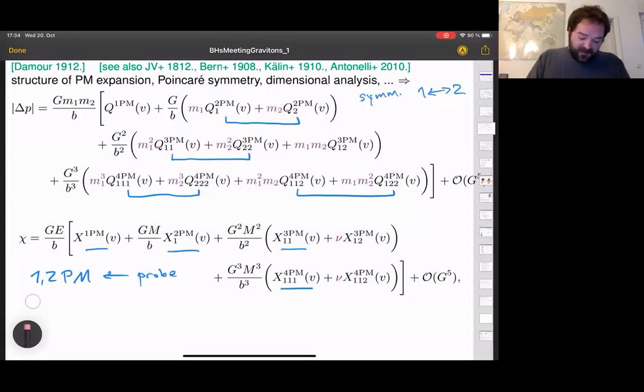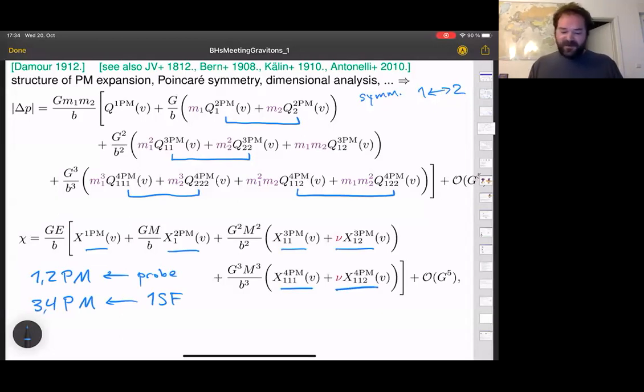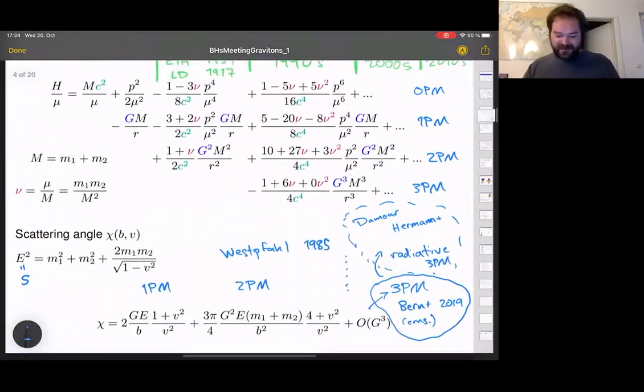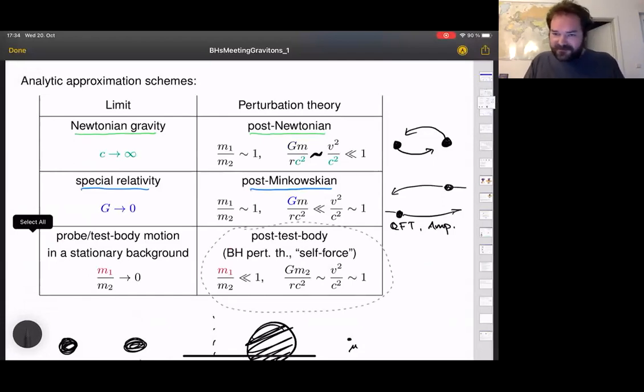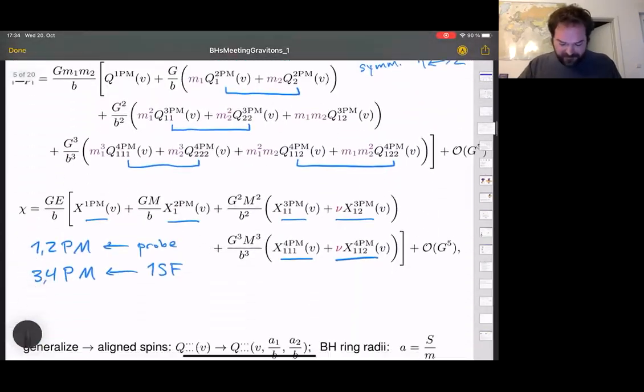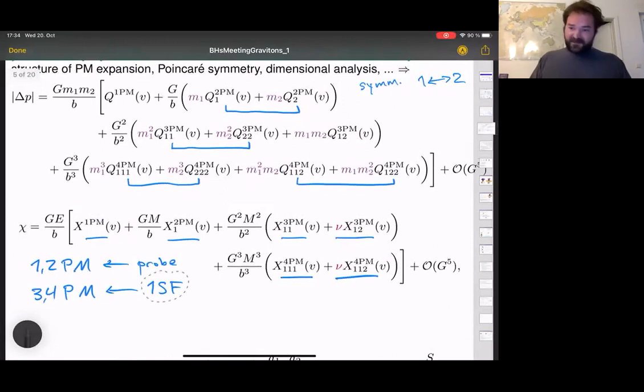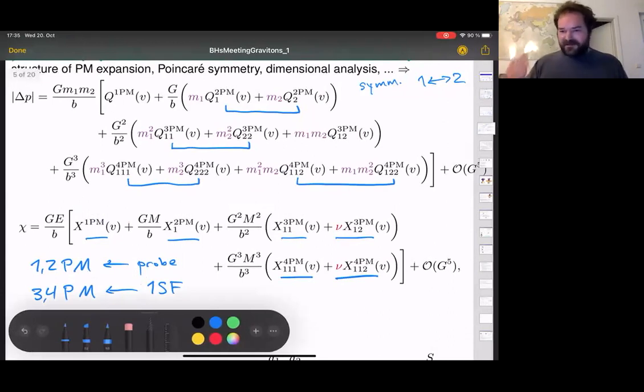And surprisingly, 3 and 4 PM, we would get from so-called first order self-force, that is, these expressions are linear in the mass ratio. So if we could solve the problem to linear order in the mass ratio, that's what we were talking about here with this black hole perturbation theory or self-force. That's what they do. If we could solve that to linear in the mass ratio, then we would have the complete third and fourth post-Minkowskian results for arbitrary masses. And this pattern continues. So 5 and 6, you would need second order self-force.